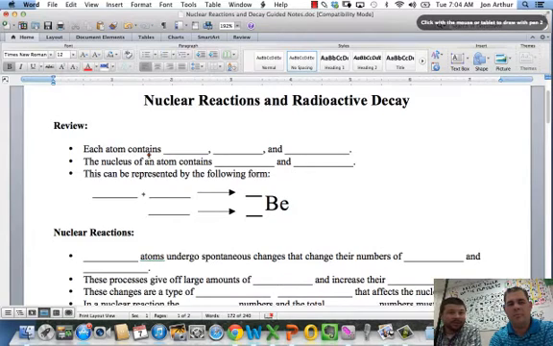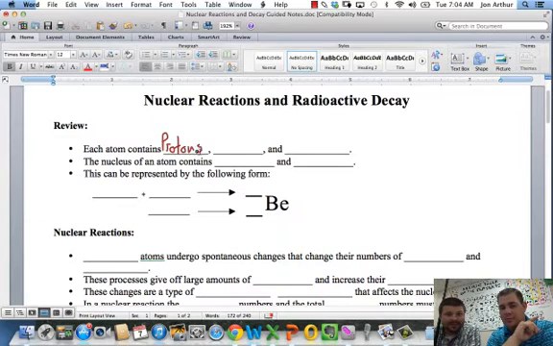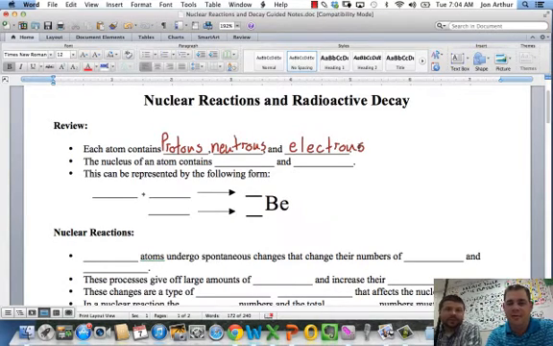We've talked about the anatomy of an atom before many times, but we know that an atom contains protons, neutrons, and electrons. And which of those are located in the nucleus? The protons and the neutrons. Protons and neutrons are located in the nucleus. Remember, the electrons circle around the nucleus in the electron cloud.